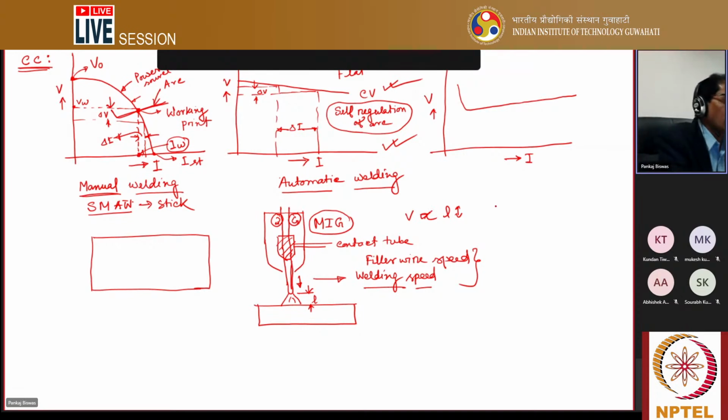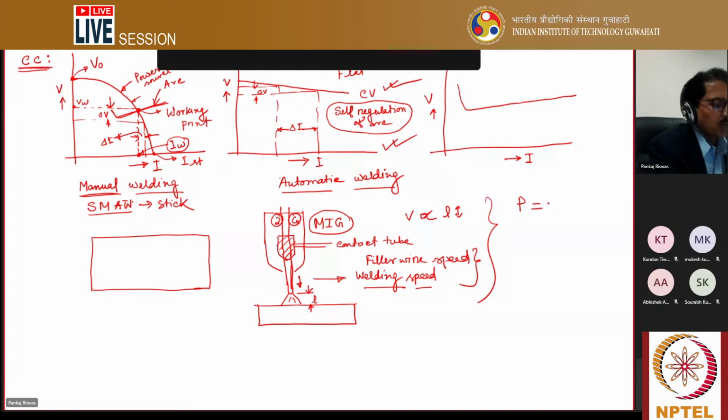Let us consider for a particular welding operation, you know the power. Let us consider the power is equal to P. Suppose you are told that the welding power is 5 kilowatt. Now, we know power is equal to efficiency into voltage into current. Correct?